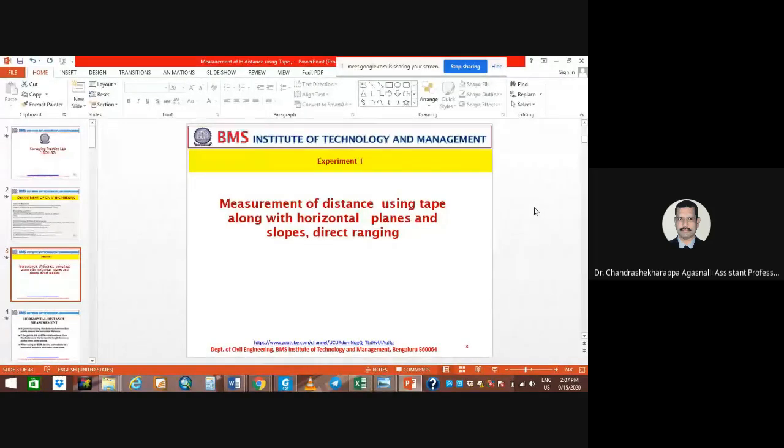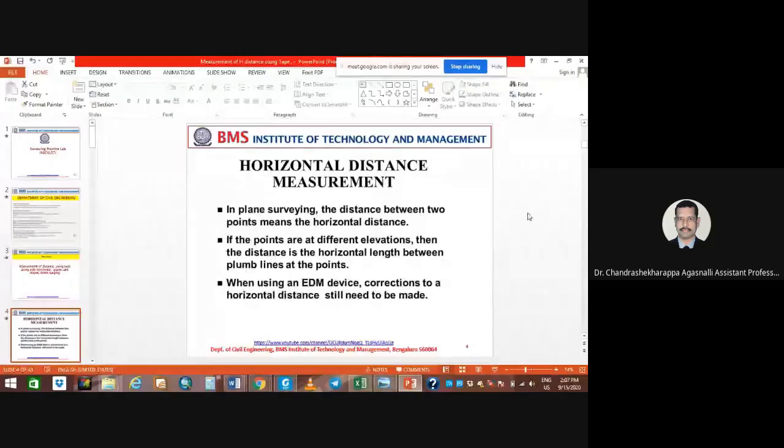Okay. The first experiment which you are going to conduct is measurement of distance using the tape along the horizontal plane. So how are we going to do the horizontal measurements? In plane surveying, the distance between two points means a horizontal distance. You require two points to measure the horizontal distance, and the two points should be intervisible. If the two points are not intervisible, you have to establish an intermediate point, right? This is the basic concept of the first experiment.